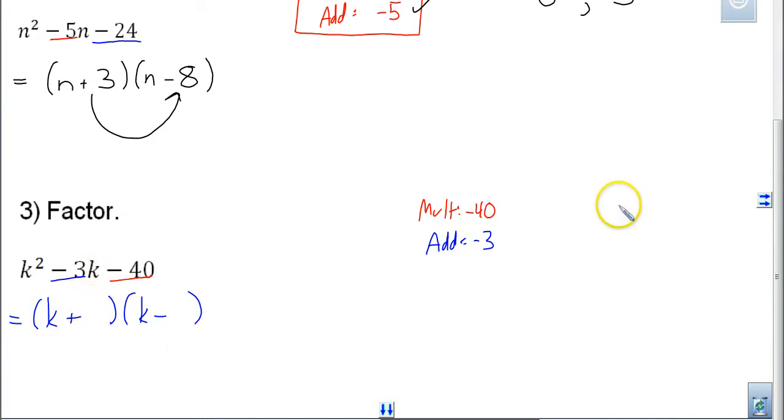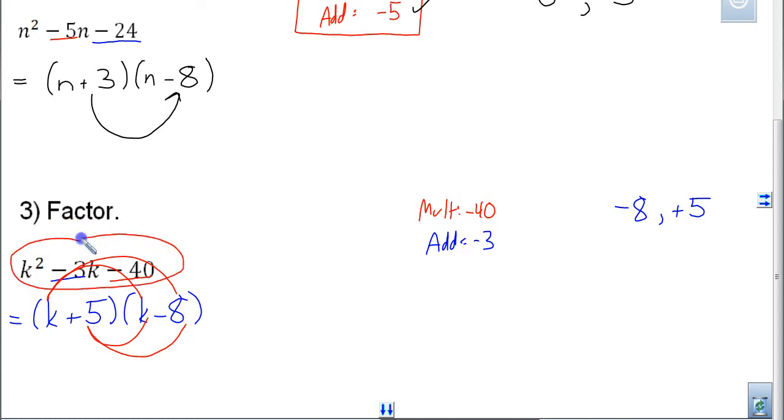The two numbers that work are negative 8 and positive 5. So my final answer, I have my equal sign, and then I'll have k plus 5, then k minus 8, and again, those can be in either order. Now, just like I showed you with the common factoring, you can actually go ahead and use FOIL, and you can expand this, and you'll know that you're correct if you get what the original expression was. So if you're ever doing a factoring question and you're not quite sure if you got the right answer, you can try expanding it, and if you have what you started with, you know you're correct.